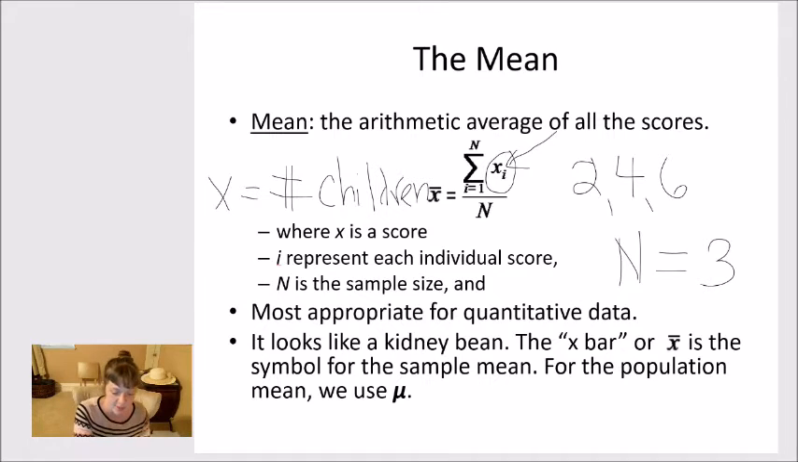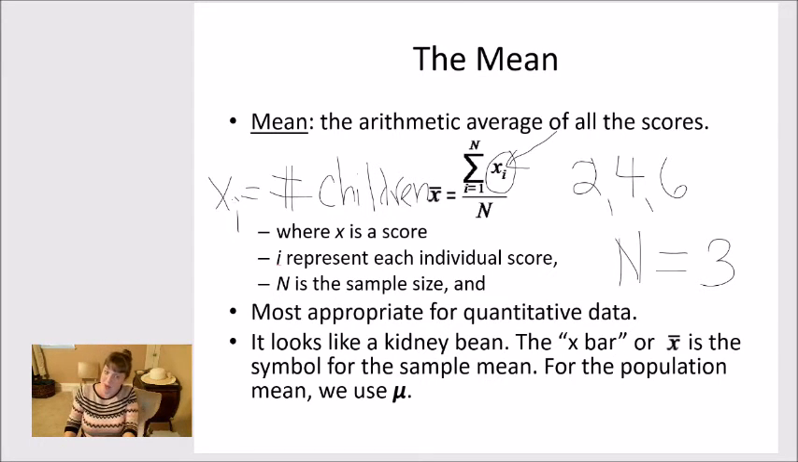And each person, X sub I, has their own unique answer to that question. Many of you probably have 0 children. Some of you may have 1. Some of you may have 2. Some may even have more than that, 3, 4, 5. I don't know. But each person has their own unique X response.